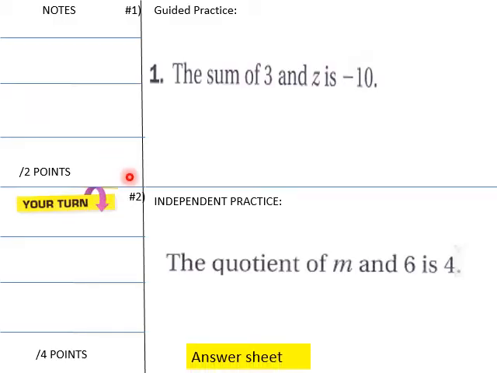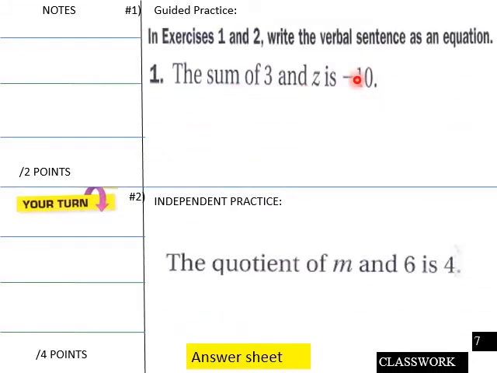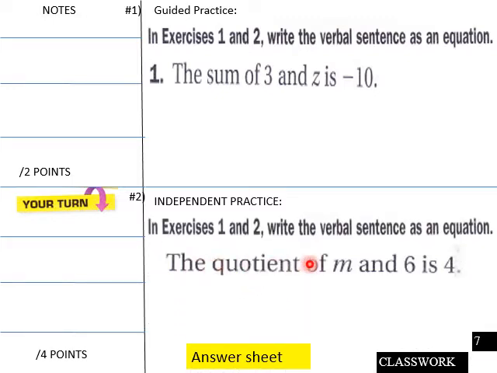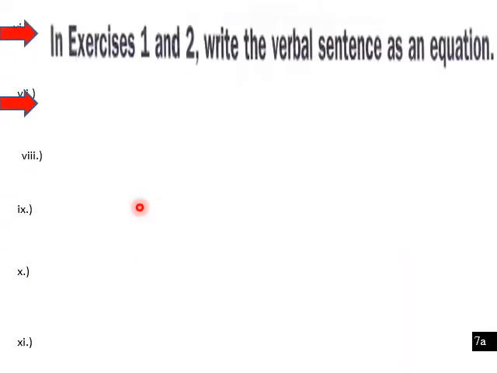Okay, time to practice here. The sum of 3 and z is negative 10. Write the verbal sentence as an equation. So how would we write that as an equation? And then the same thing here. How would you write this verbal sentence as an equation? Students, this is yours. Independent practice. We're going to do this guided practice now.